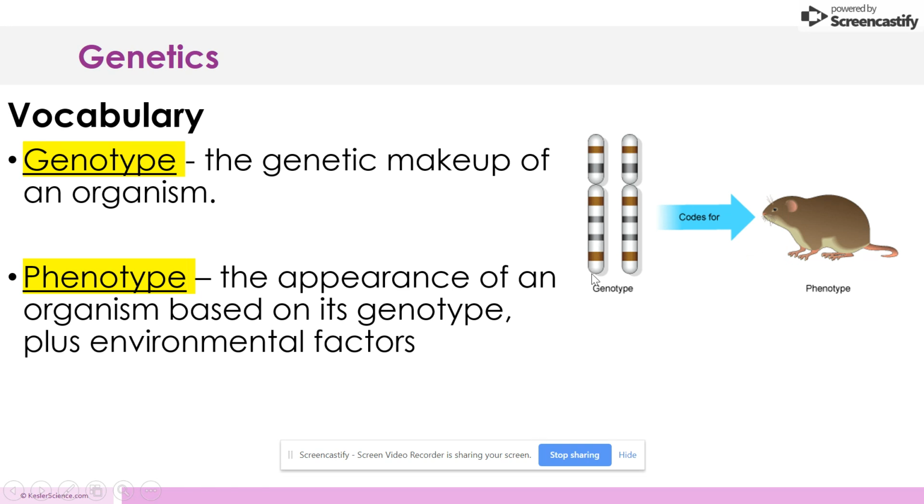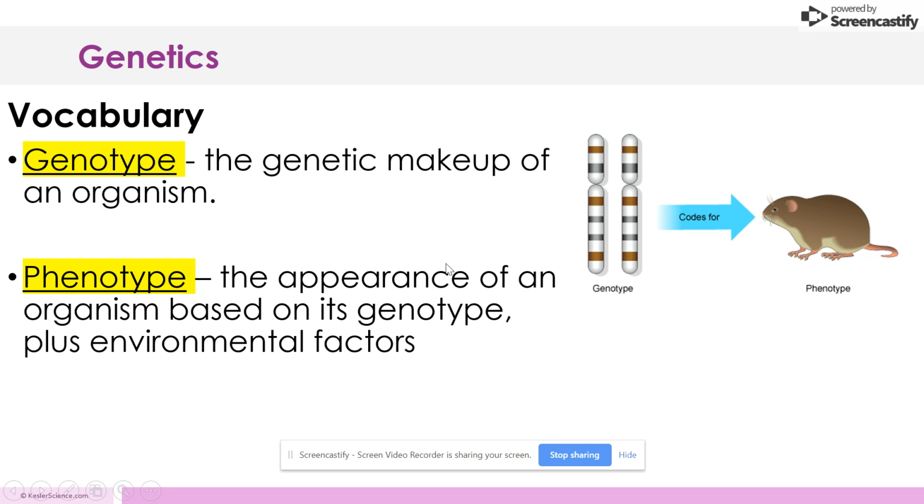So the genotype is your actual genes. It tells you whether you have a dominant or recessive gene. It tells you if you got a dominant or recessive from mom. It tells us if we got a dominant or recessive gene from dad. And then when you put your genotype together, then you are left with your phenotype. Your phenotype is what you can see. So it's the appearance of an organism.